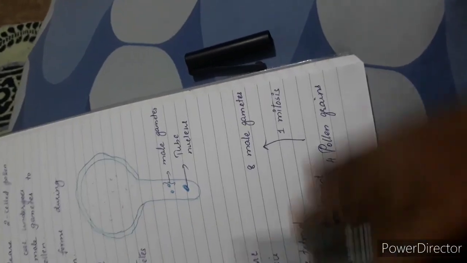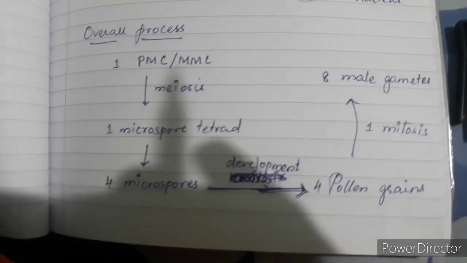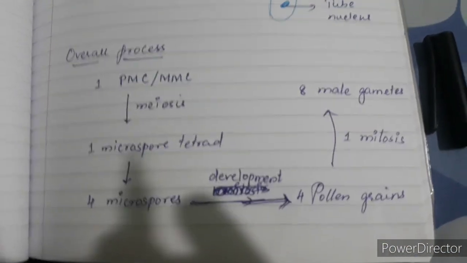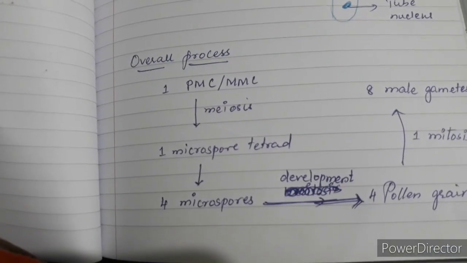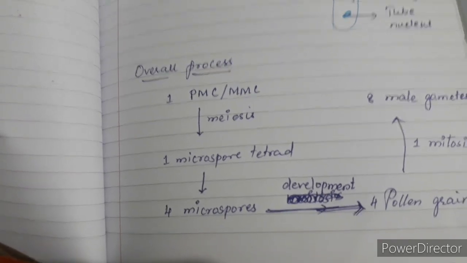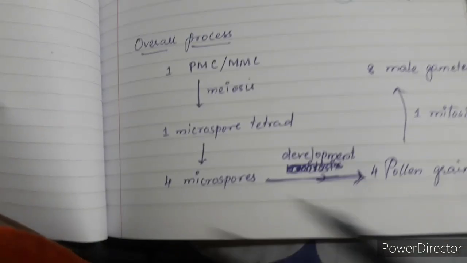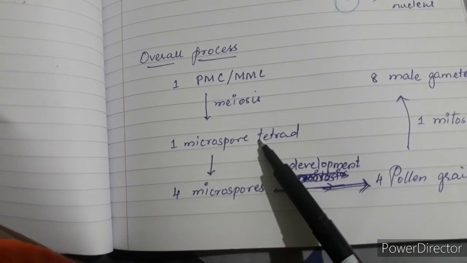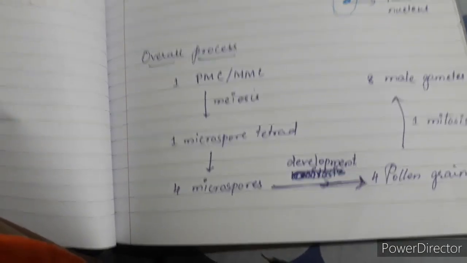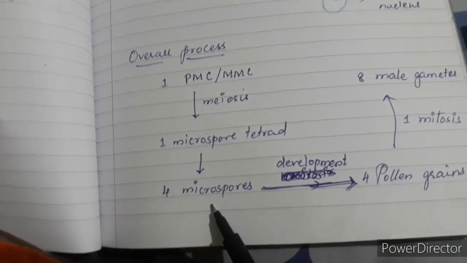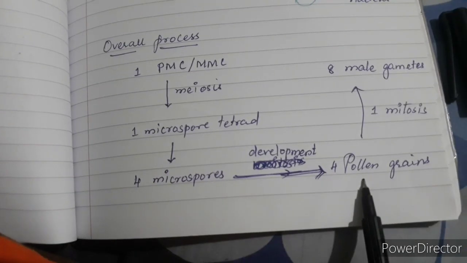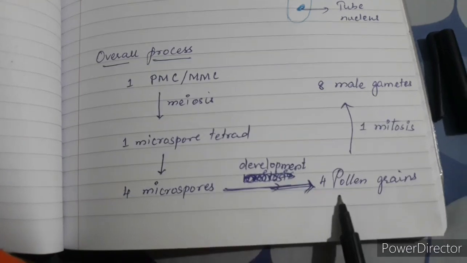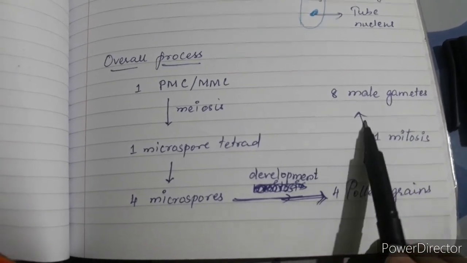How does this occur? Let us have an overall view here. So here is the overall process. You could see what actually happens. The pollen mother cell undergoes meiosis to form a microspore tetrad. Then the covering layer of the tetrad, that is callose, dissolves, forming microspores. Each microspore undergoes a developmental process to form a pollen grain. The pollen grain undergoes mitosis to form male gametes.